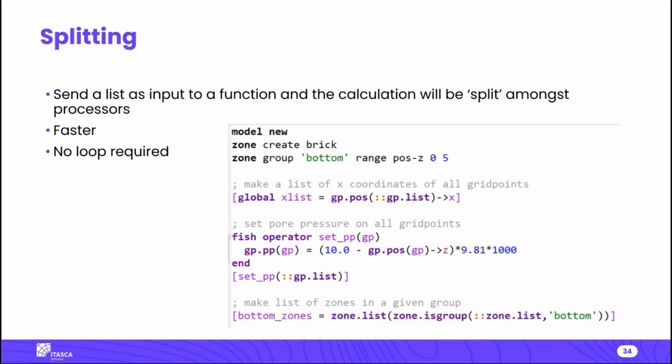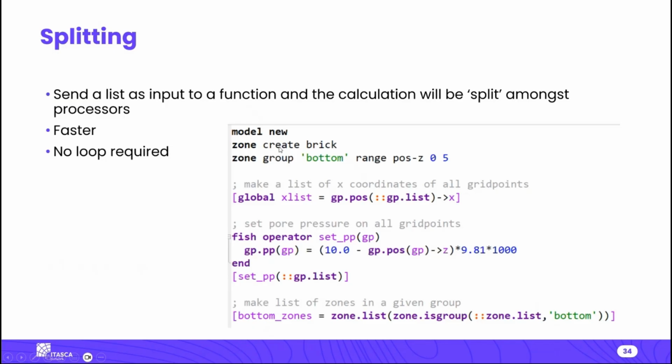So splitting: you can send a whole list as input to a function, and it will intelligently split the calculation amongst the different processors on your computer. This is obviously faster because it's doing it multi-threaded. It also is a nice syntax because you don't actually have to write a loop. You just send the whole list, and it will intelligently split it up and do the calculation. So here's a relatively simple example.